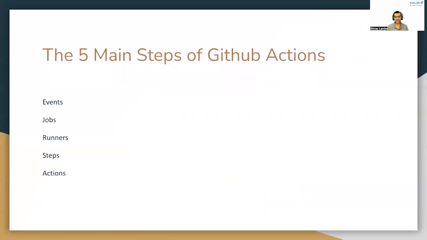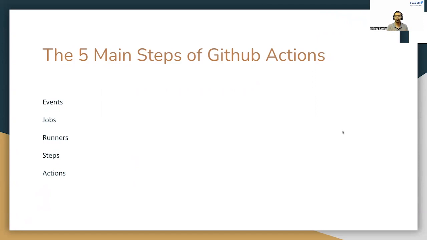Now, any GitHub Action will primarily have five components, which are events, jobs, runners, steps, and actions. These are the main components of GitHub Actions. Whenever we create a new GitHub Action workflow, it can be triggered whenever an event takes place, which is why we define these events. The event can be anything. It could be the opening of a new pull request, or an issue being created.